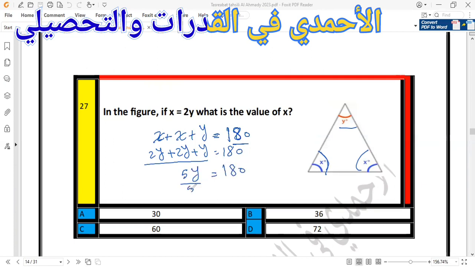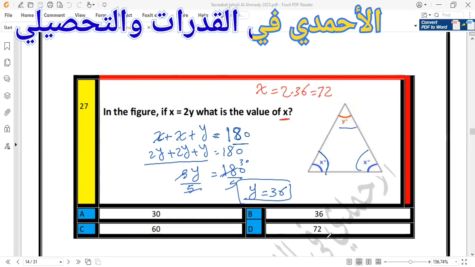Divide both sides by 5. So it's going to be y equals, here's 3 times 5, 15, it's going to be 36. Okay, so y equals 36. So it's asking me to find x, which equals 2y. So you have to multiply 36 times 2, equals 72. Okay.